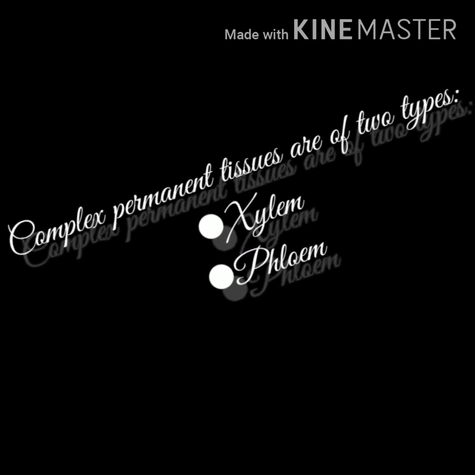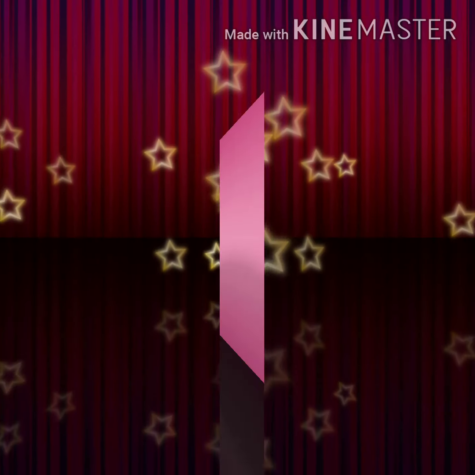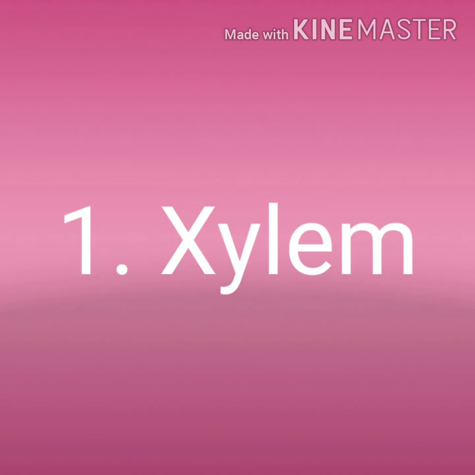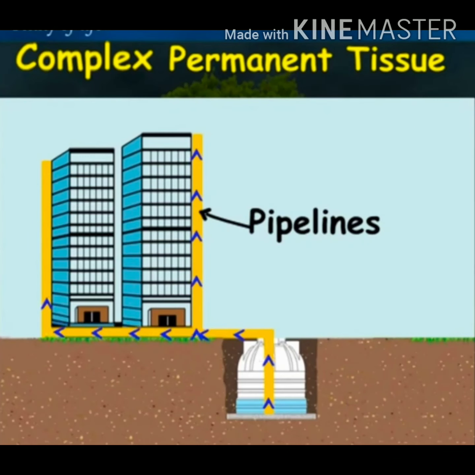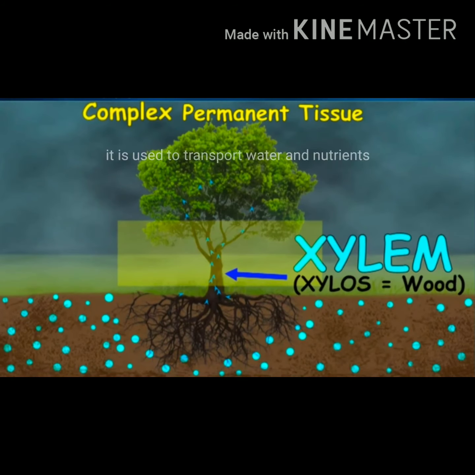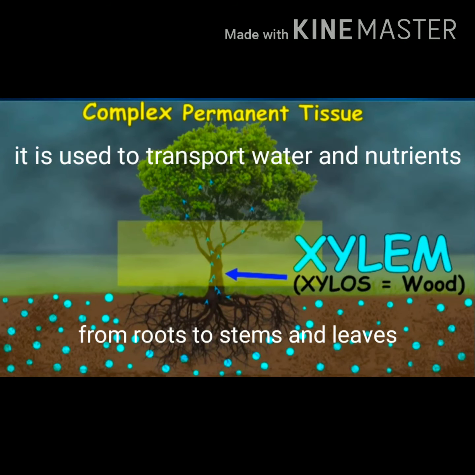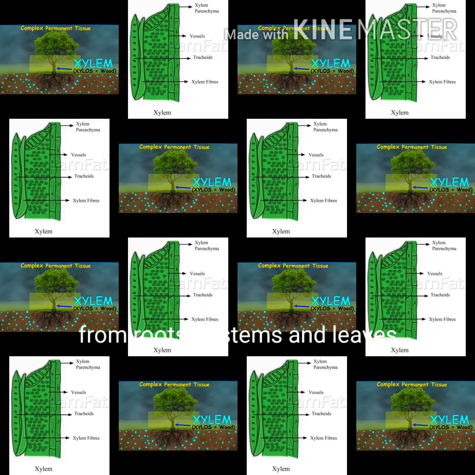Now what is complex permanent tissue? Complex permanent tissues are of two types, that is xylem and phloem. So let's talk about first of all xylem. What is xylem? It acts like a pipeline of a building, from where the water is transported to different parts of the building. Now let's talk about xylem. What is xylem? It is used to transport water and nutrients from roots to stems and leaves.